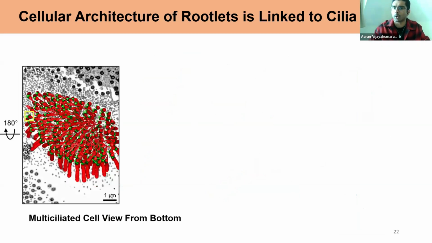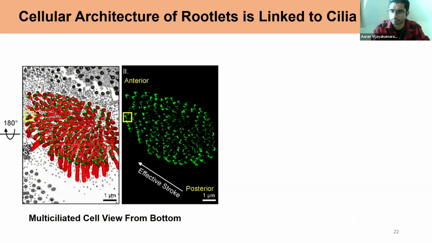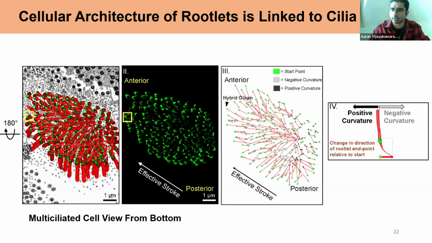And so we wanted to first quantify this asymmetric dome-like appearance. And to do so, we determined the anterior and the posterior end of the cell. And we used the basal feet as a proxy for cilia beating directionality. From there, we mapped the rootlet's endpoint relative to the start point, giving it either a positive or negative curvature relative to the forward effective stroke, or in other words, the direction of cilia beating. And what we found is that the rootlets converge to the back end of the cell relative to cilia beating directionality, suggesting that the intracellular architecture of the rootlets may be linked to cilia beating functionality.